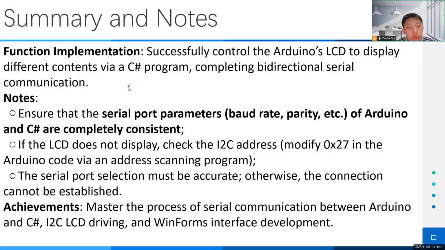Important notice. The serial port parameters of Arduino and C# must be the same, otherwise they can't communicate. If the LCD doesn't show anything, check the I2C address. We can use a small I2C scanner program to find the right address and change 0x27 in the Arduino code if needed. Choose the correct serial port in the C# program. Wrong port means no connection.